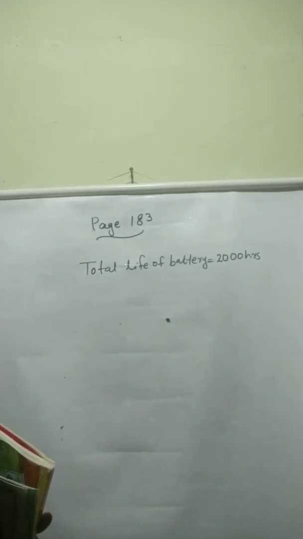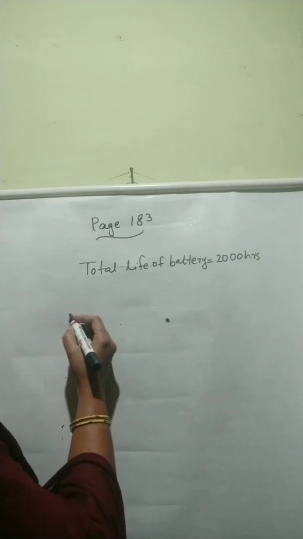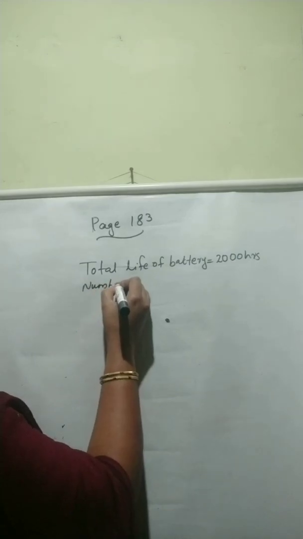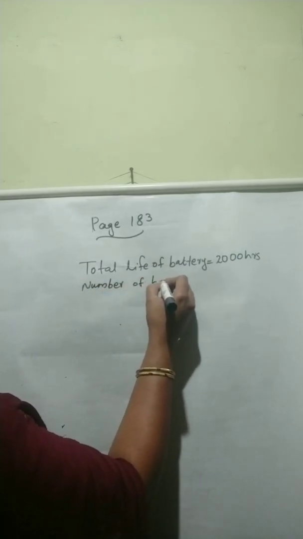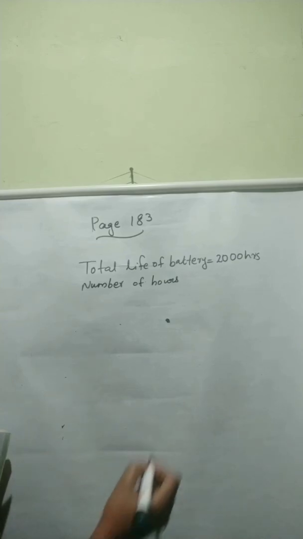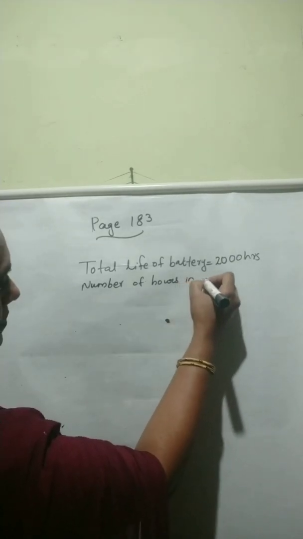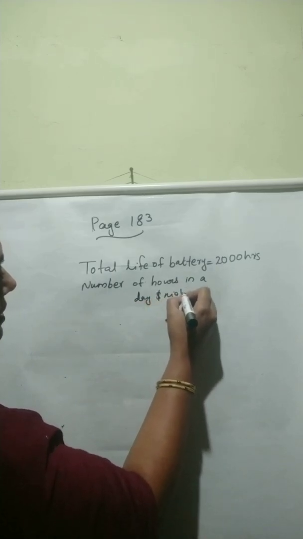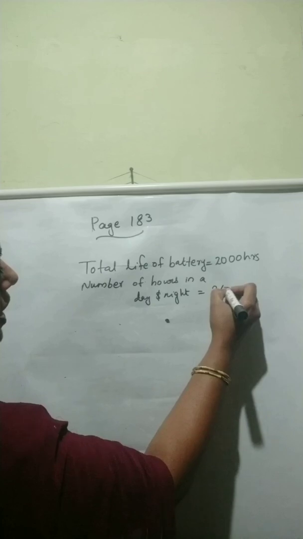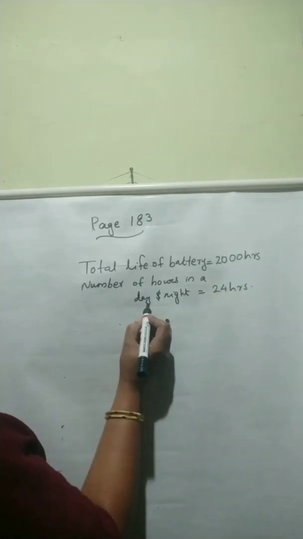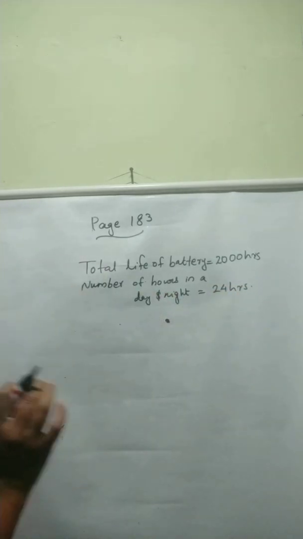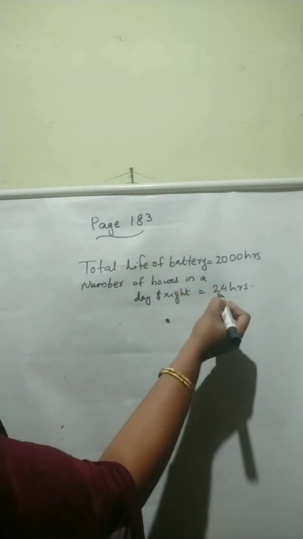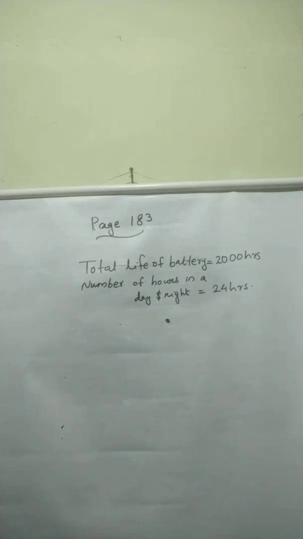Then number of hours in a day and night, that means a whole day, is equal to 24 hours. Why? Because we know that a full day and a full night joining, we will get 1 day. So we can say 1 day is equal to 24 hours.